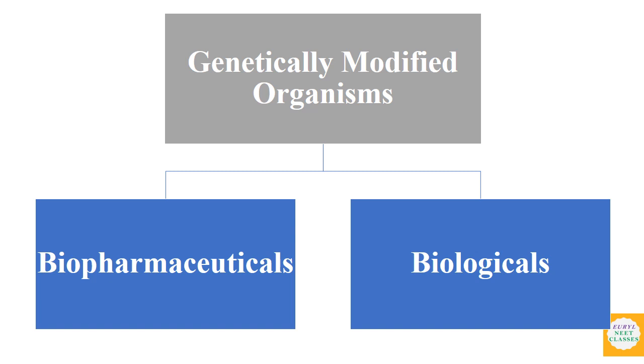Coming to biologicals, an example is genetically modified animals, or simply transgenic animals, which we use for many purposes, like understanding the normal physiology of the animal and understanding diseases in animals. Those are called disease models, and we are going to test our drugs in them. Such things we get from genetically modified organisms as biologicals.